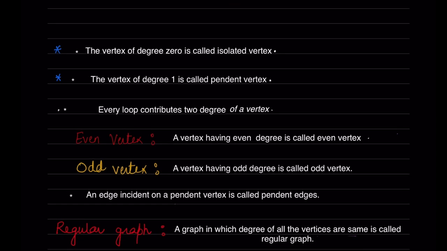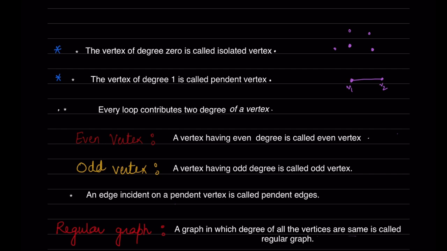So the first observation is that a vertex of degree 0 is called an isolated vertex. Means a vertex of degree 0, these vertices are called isolated vertices. The vertex of degree 1 is called a pendant vertex. Means we have in a graph v1 and v2, so these vertices v1 and v2 are called pendant vertices.